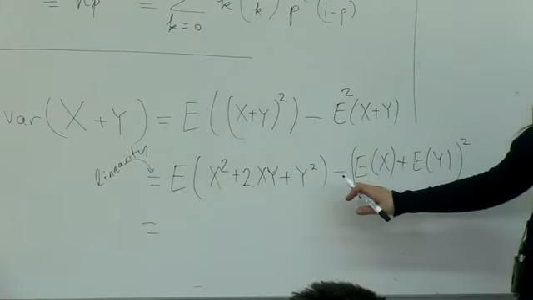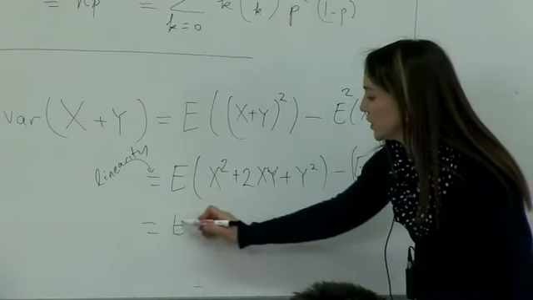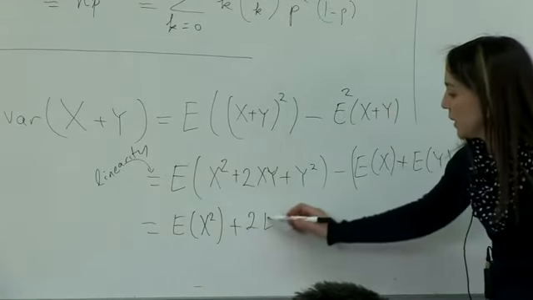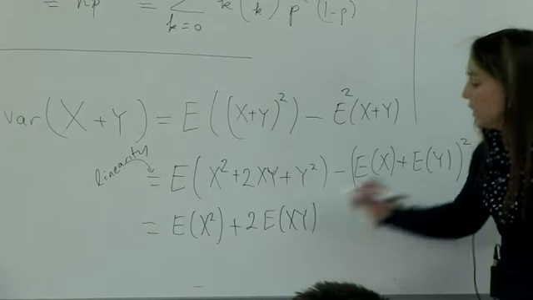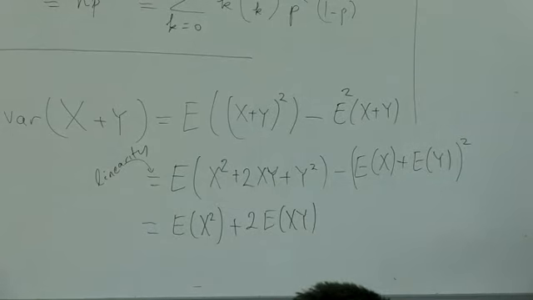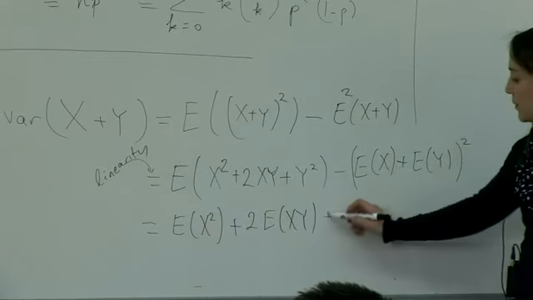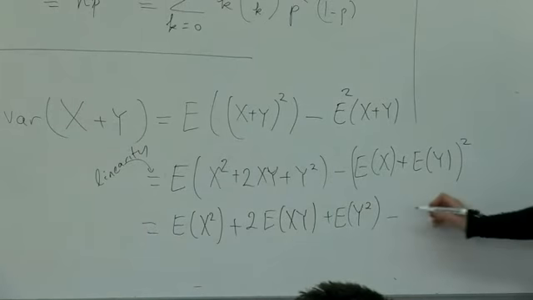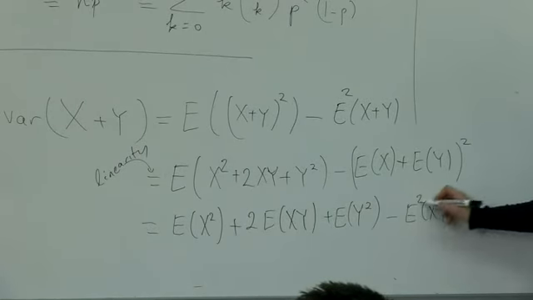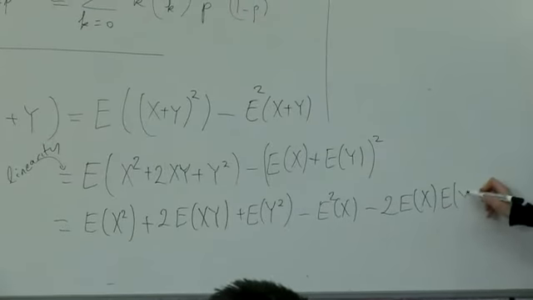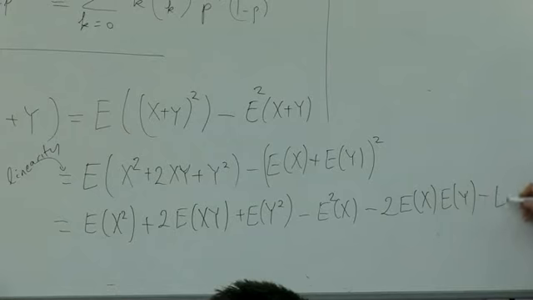Let's use linearity here. The expectation of the sum of these terms breaks into the sum of expectations. Expected value of X squared plus 2 expected XY. What did I do here? The constant 2 moved out of the expectation. Okay? Plus expected value of Y squared. What's next? Minus expected value of X squared minus 2 expected X, expected Y, minus expected value of Y squared.